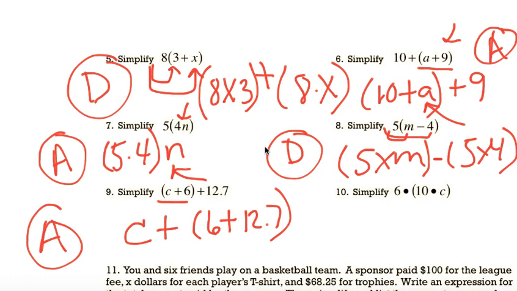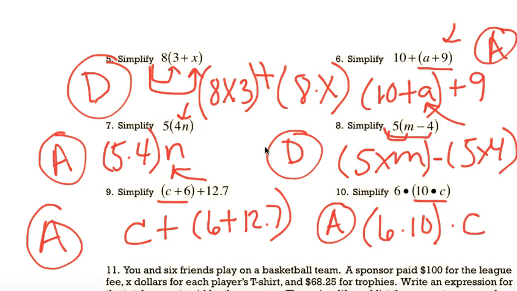The last one, again, it's going to be associative. We're going to change out who's together. 10 and C are together here, but now I think we're going to put 6 with 10 and leave C by itself on the outside.